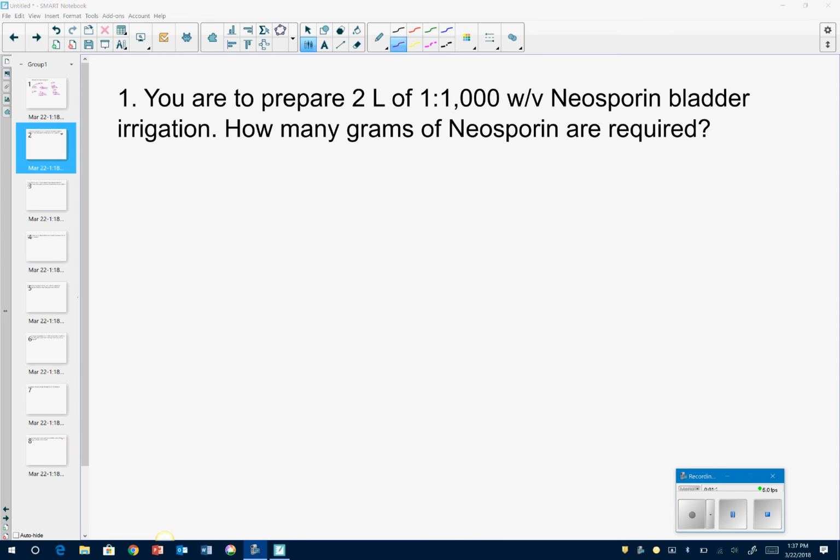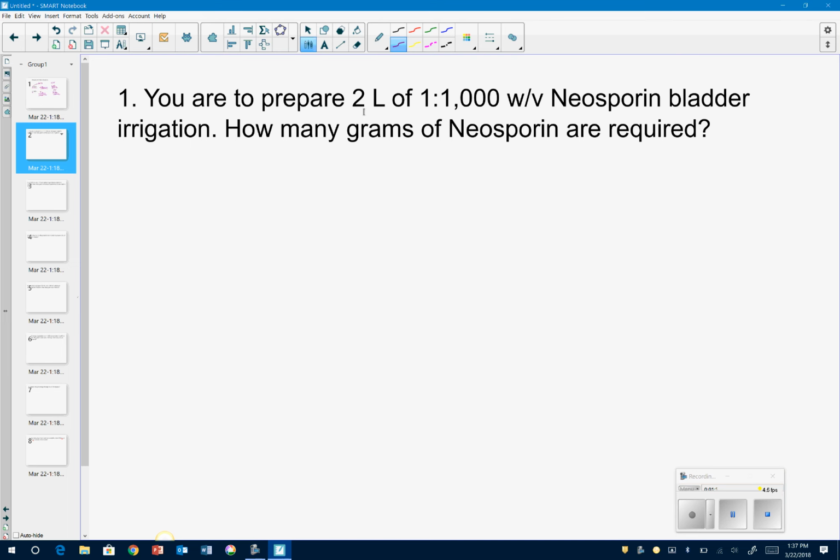Okay, so number 1, you are to prepare 2 liters of 1 to 1,000 weight in volume Neosporin bladder irrigation. How many grams of Neosporin are required? So you have its weight in volume, so it's 1 gram over 1,000 milliliters for the volume. And again, you have 2 liters, so you're going to have 2 liters down here with the volumes together. And then, of course, you have your X grams.